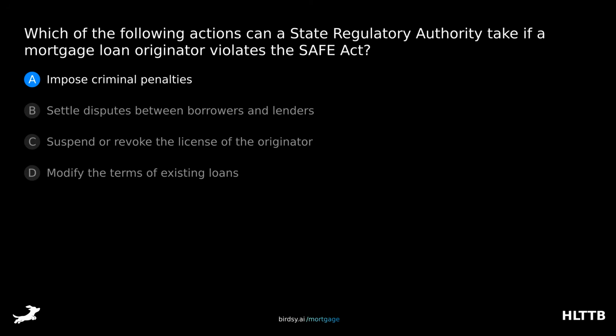Is it A. Impose criminal penalties? B. Settle disputes between borrowers and lenders? C. Suspend or revoke the license of the originator? Or D. Modify the terms of existing loans? The answer is C. Suspend or revoke the license of the originator.